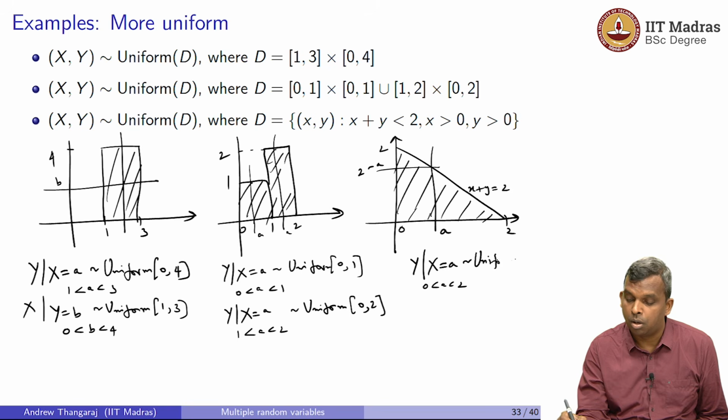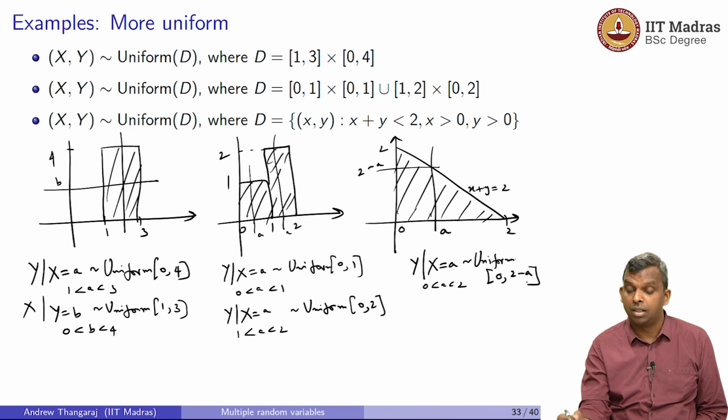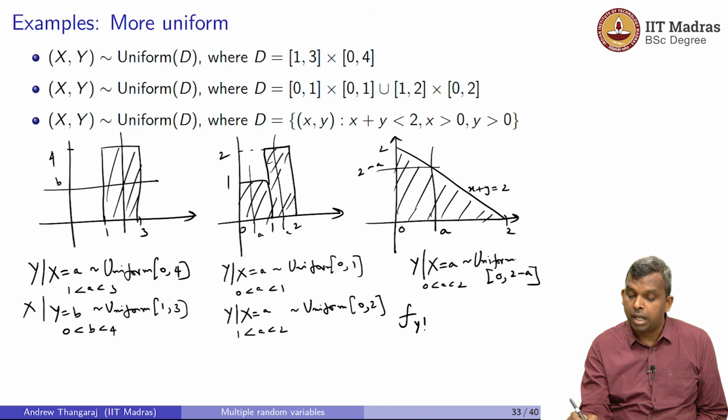This is uniform in the interval 0 comma 2 minus a. Okay. Notice how the a shows up here in the distribution. So, y given x equals a is actually uniform from 0 to 2 minus a. So, if you write down the conditional density of y, it is going to be 1 by 2 minus a for y between 0 and 2 minus a and 0 else.